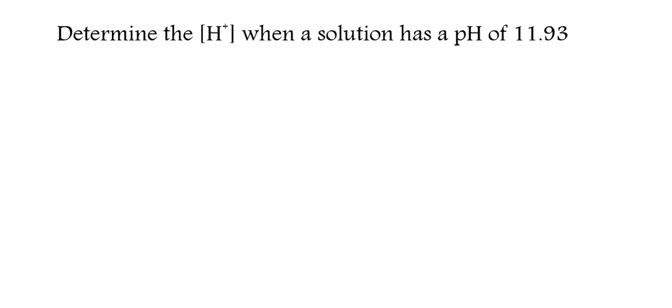Our first problem is we're going to find the concentration of H plus when a solution has a pH of 11.93. So how do we go about doing this? Well, we know this equation, which is pH equals negative log of H plus. So how do we find H plus? We just flip it.